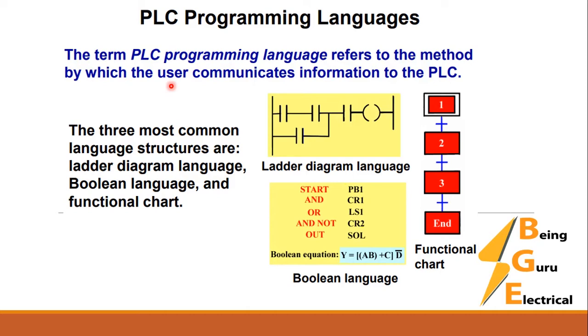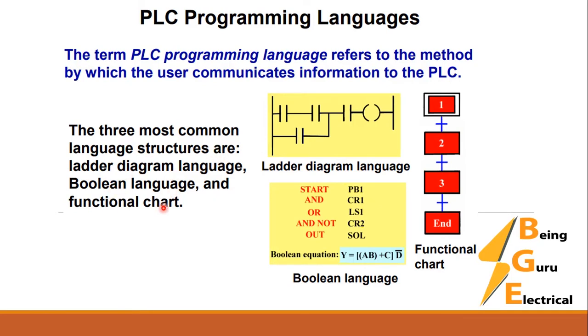The first, and the most commonly used, is the ladder logic or ladder diagram language. The second one is Boolean language, and the third one is functional chart language. The most commonly used is the ladder logic. So the three most common language structures are ladder logic, Boolean language, and functional chart.